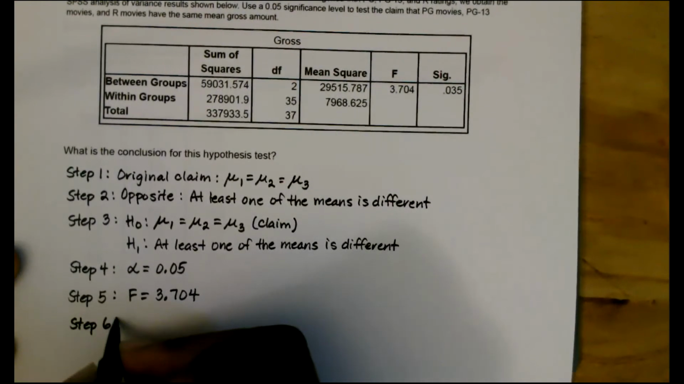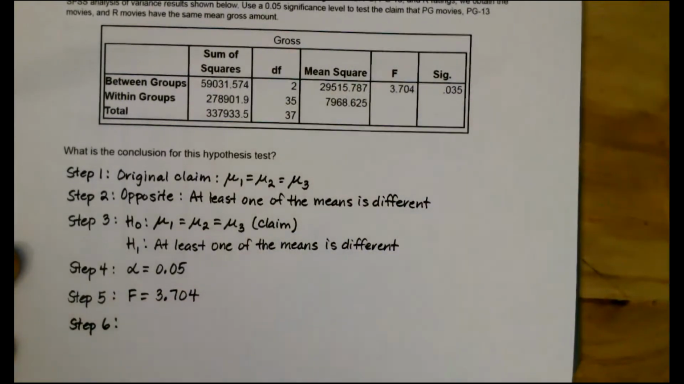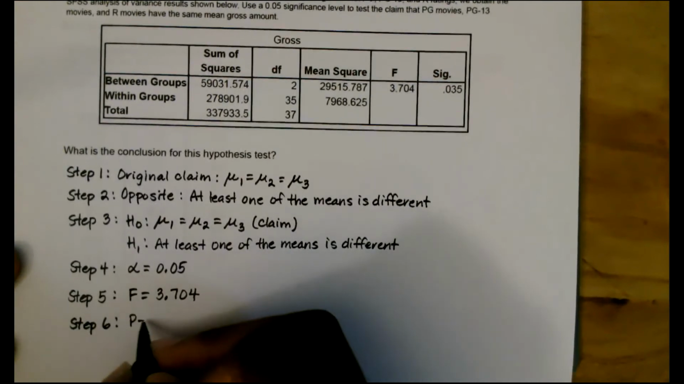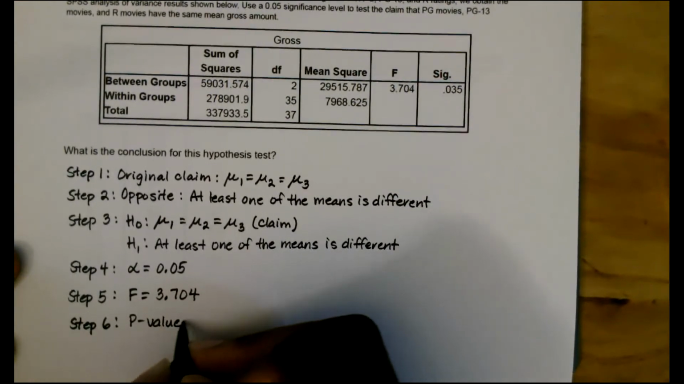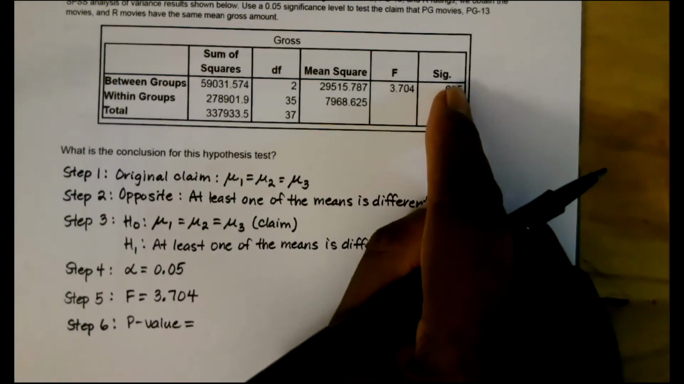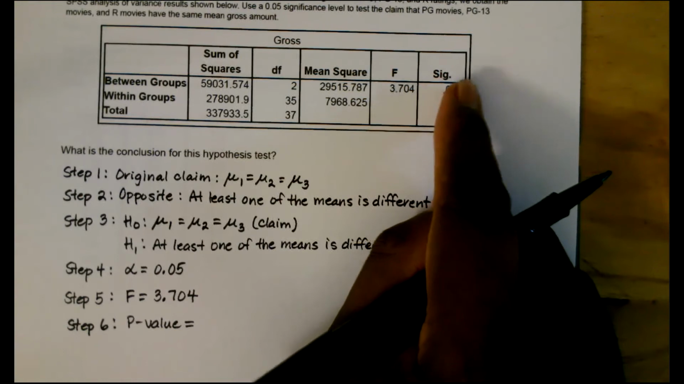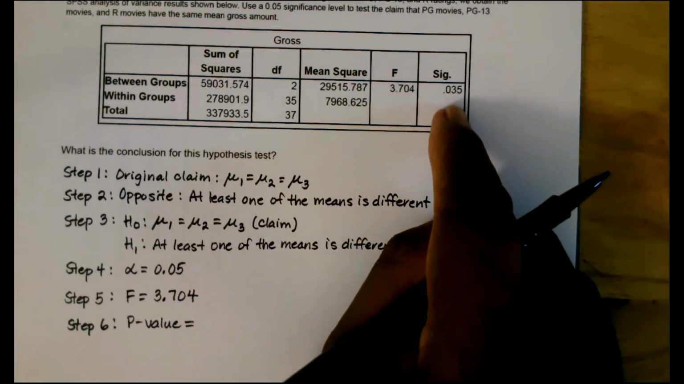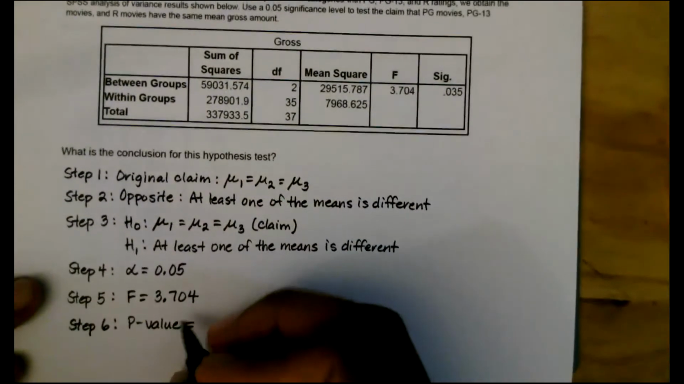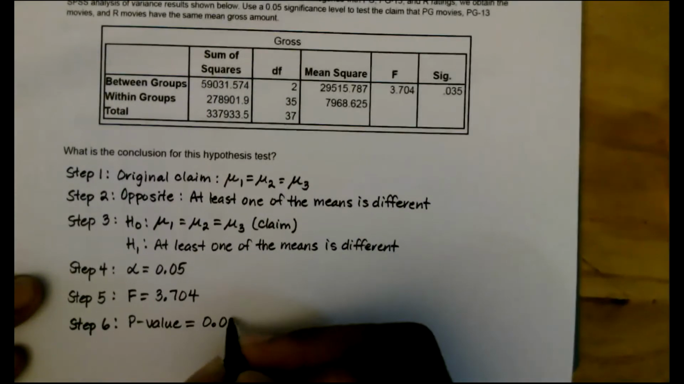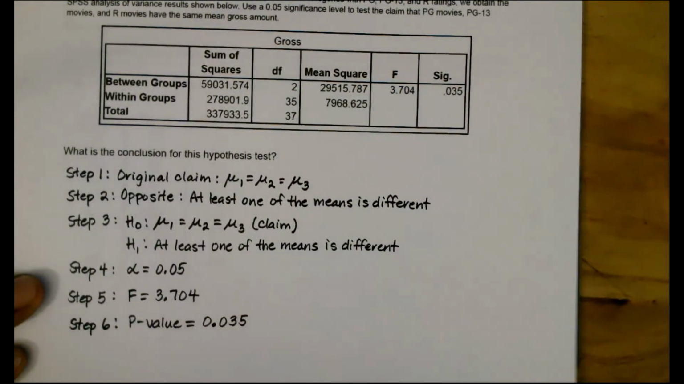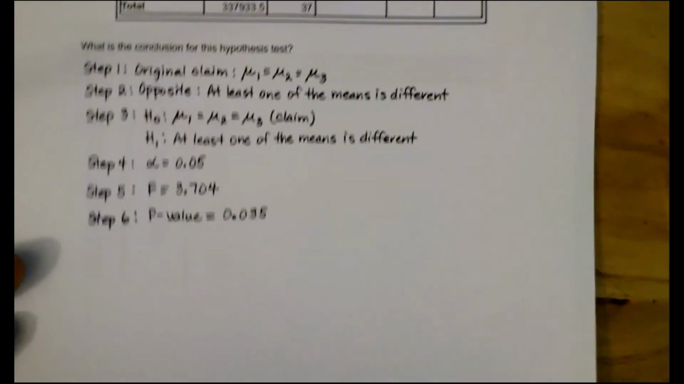Now, step number 6 is, no, not level of significance, the p-value. Now, SPSS uses SIG, S-I-G. That's actually your p-value, to be exact. And in this case, it's going to be 0.035. Okay. That's your p-value, 0.035.